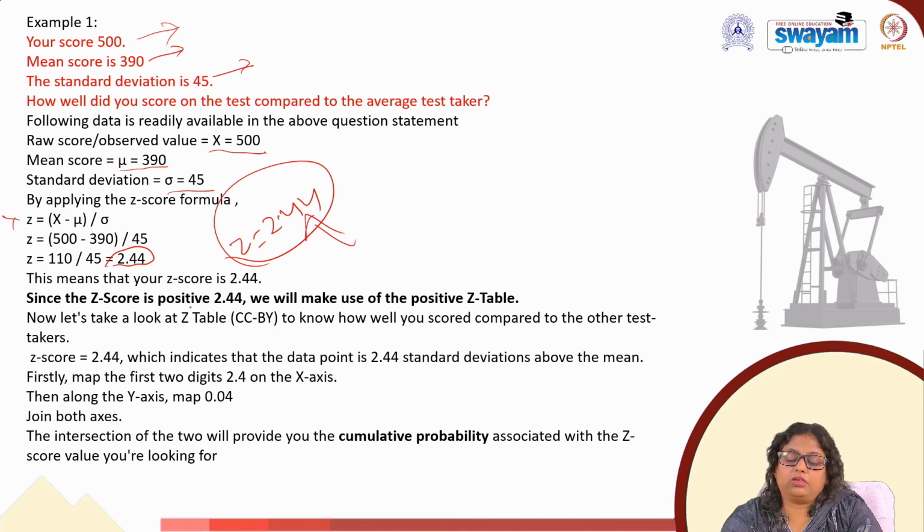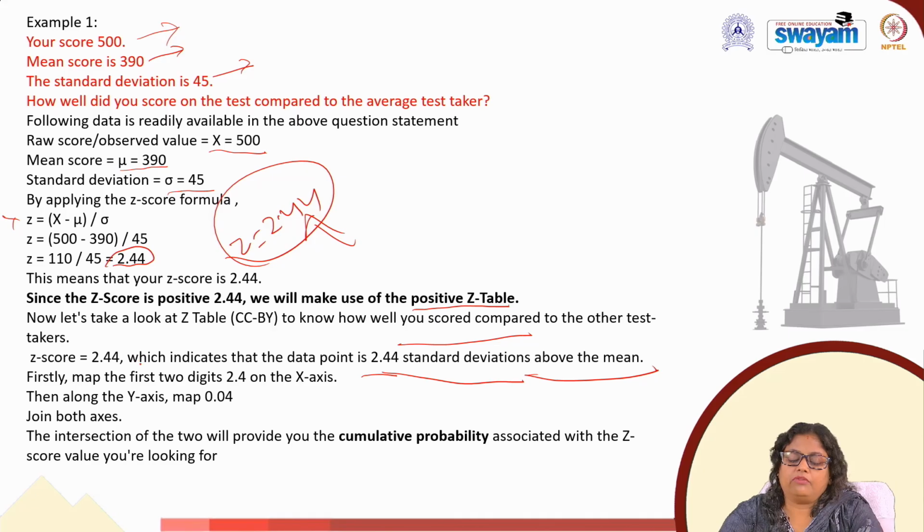So the Z score we get is positive, 2.44. Now we will make use of the positive Z table. So what is this positive Z table? Using the positive Z table, we can know how well you scored compared to the other test takers. Z is 2.44, and it indicates that the data point is 2.44 standard deviations above the mean. Why? Because this is a positive value.